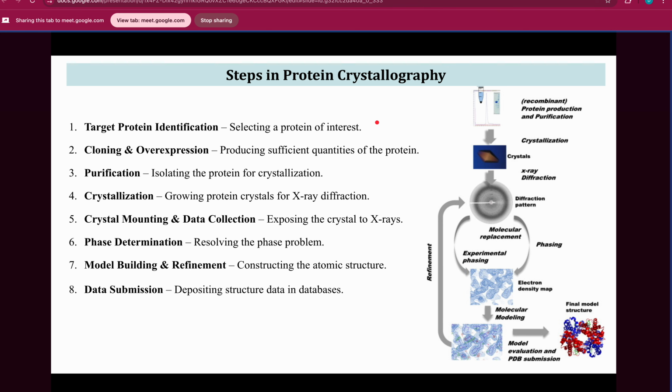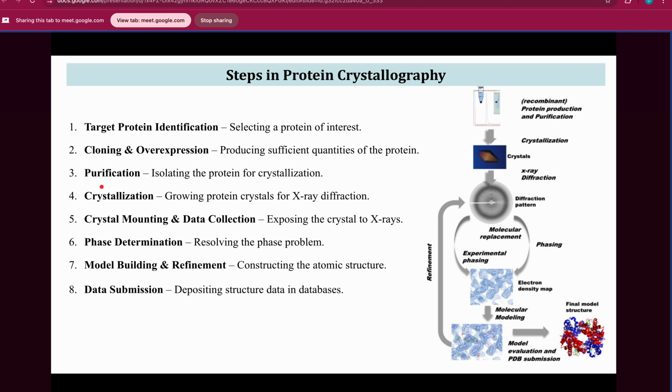Now we'll talk about the steps in protein crystallography. So there are these steps. The first step is target protein identification, in which you have to select a protein of interest. First of all, we need a protein which we want to visualize, so the first step is to select that particular protein. The second step is cloning and overexpression. Now you have obtained the protein, but you should make sure that you have a sufficient quantity of that protein. For that purpose, you need to perform cloning of that protein. You have to undergo PCR so that you can increase the concentration of that particular protein for which you want to analyze the structure, or you have to overexpress it.